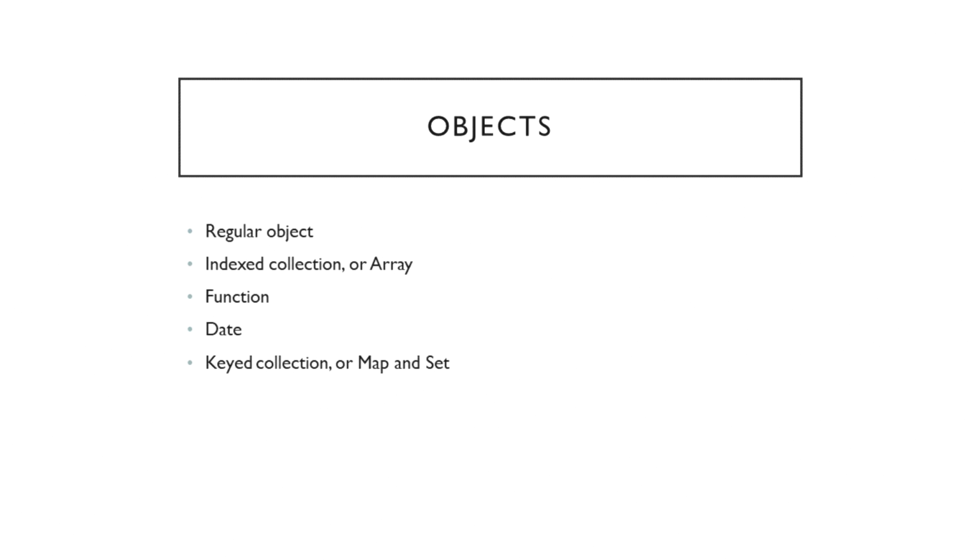In JavaScript, the object has various subtypes, but they're still an object under the hood. In this lecture, we will be covering only the regular object, indexed collections, better known as arrays, then the date object, and some keyed collections like map and set, but we will only touch them really shortly. The function is out of scope for this lecture because you will be covering it in later steps.